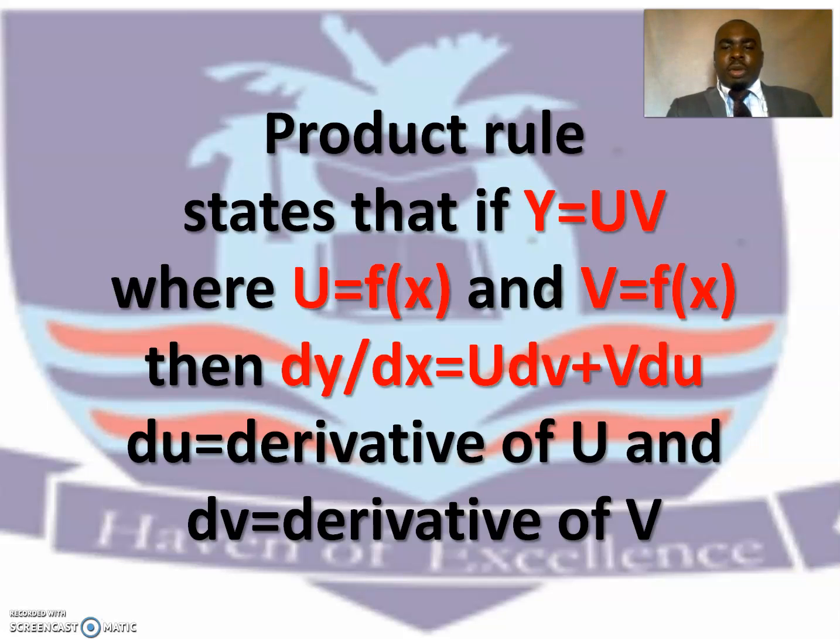Mathematically, it's stated as when we have y equal to u times v, where u is one function of x and v is another function of x, then dy/dx, or the derivative of y with respect to x, is going to be the function u multiplied by the derivative of the function v plus the function v multiplied by the derivative of the function u. So we differentiate both functions to find our du and dv. We multiply the derivative of v by u and multiply the derivative of u by v, and that will be the derivative of y with respect to x.